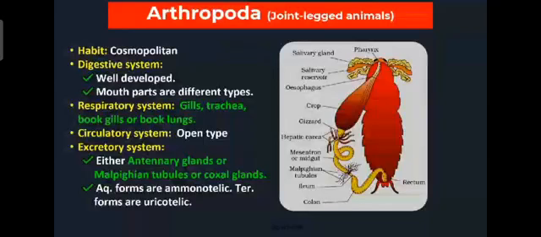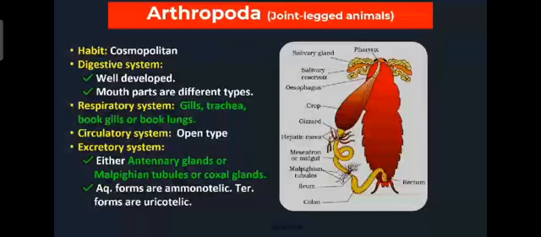Then the digestive system. Here also you will find a well-developed digestive system. In the diagram you can see the digestive system of the cockroach. Cockroach is an example of Arthropoda. In this diagram, sidewise, first is the mouth, then pharynx, esophagus, crop, gizzard, hepatic cecum, midgut, colon, and rectum. This digestive system starts with the mouth and ends with the anus, so a complete type of digestive system is present.